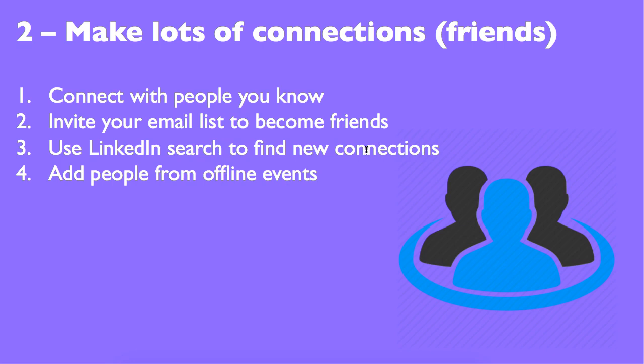So for example, if I am in a business and my target audience is real estate agents, I can search for them on LinkedIn and send them a connection request. Number 4, add people from offline events. So imagine you meet a lot of people face to face at different events. When you exchange your business cards, go home and make sure you add them to your LinkedIn.